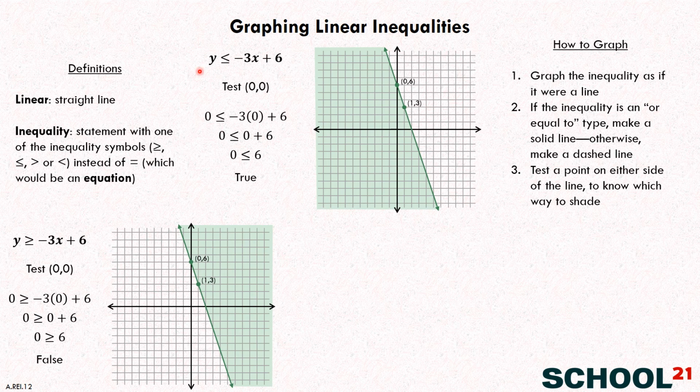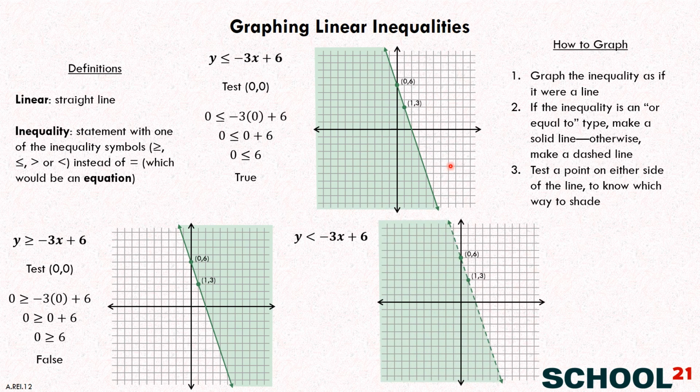I'm going to go back to this inequality, but I'm just going to take off the or equal to. So it's just going to be y is less than negative 3x plus 6. Can you describe what that graph should look like? It should be a dashed line instead of a solid line. Yep, so it should be just like this, except it's a dashed line. See that? Does that make sense? Is that what you expected?